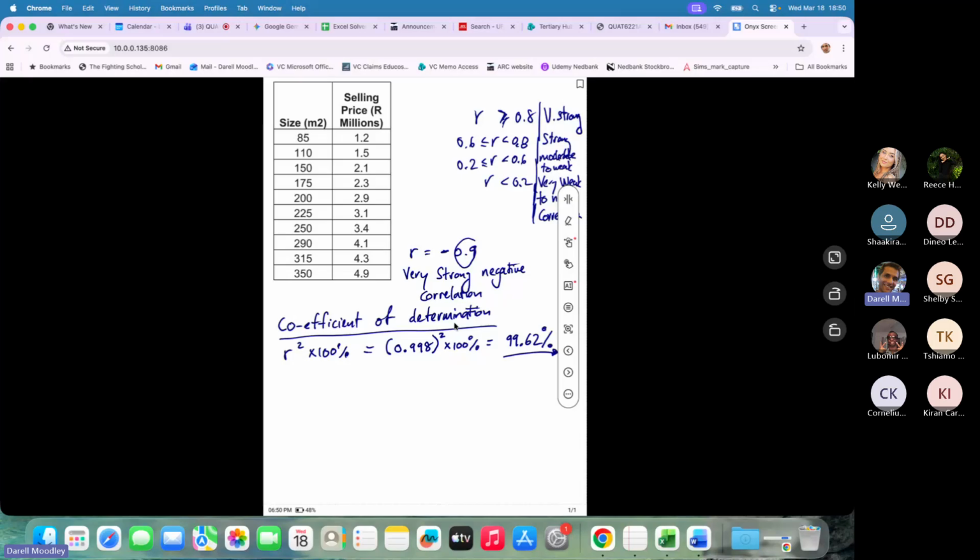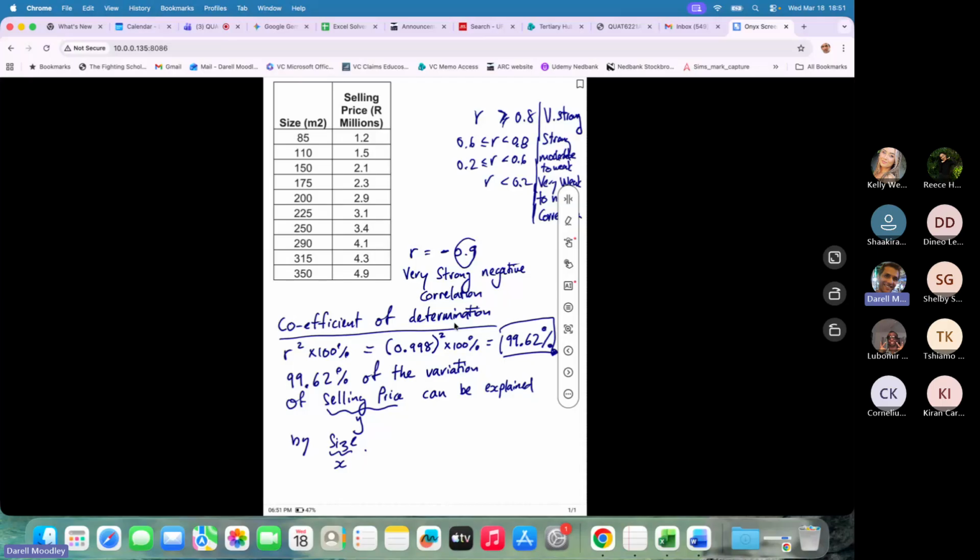But how you would officially write this in the exam or assignment, once you've got this value, is you would say: 99.62% of the variation of selling price, in other words, your y, can be explained by size, in other words, your x. That's how you interpret it.